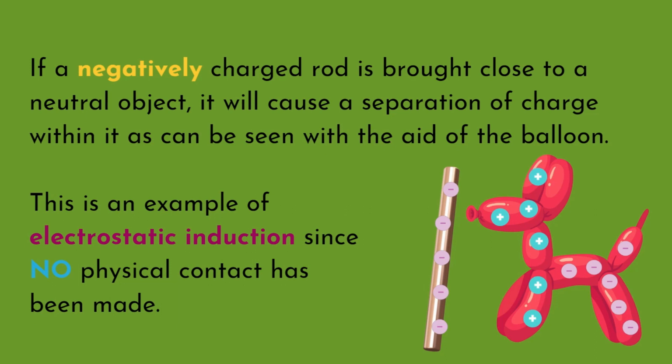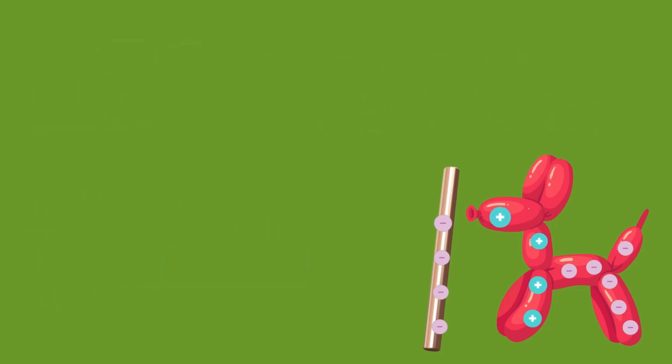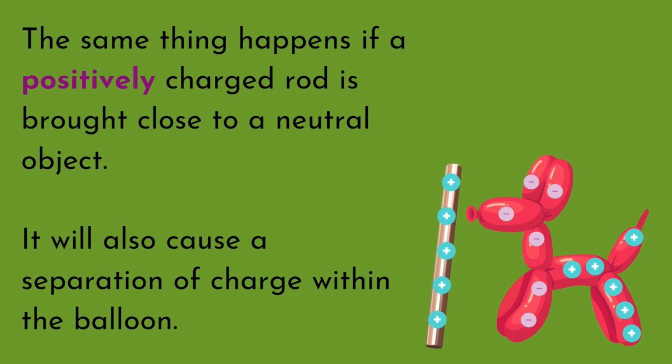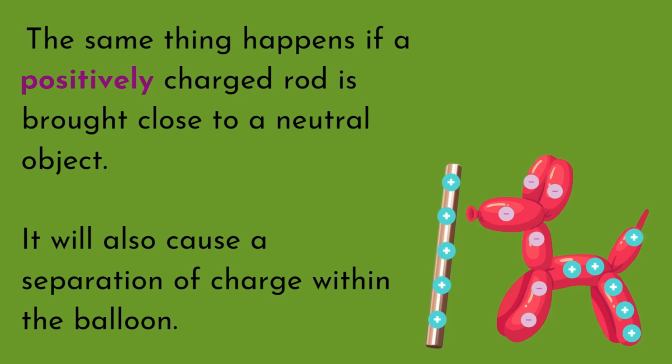If a negatively charged rod is brought close to a neutral object, it will cause a separation of charge within it, as can be seen with the aid of the balloon. This is an example of electrostatic induction since no physical contact has been made. The same thing happens if a positively charged rod is brought close to a neutral object. It will also cause a separation of charge within the balloon.